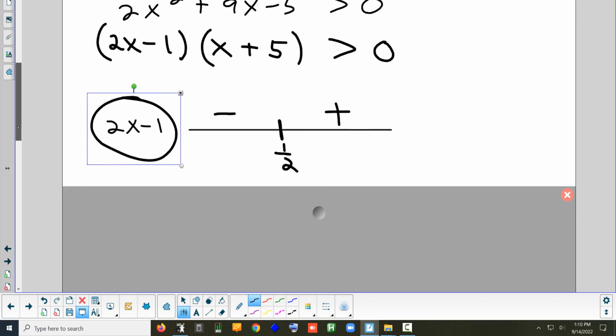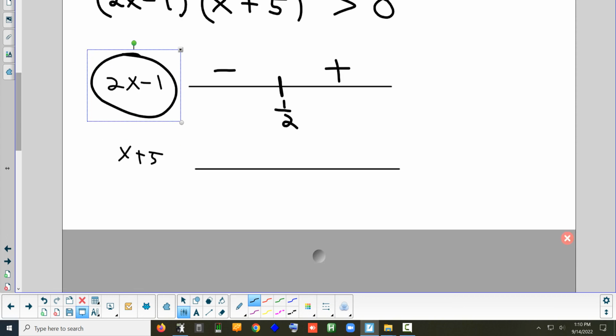Now do it again for x plus 5. It's a totally separate number line, so it's not drawn to scale with the other one. Just mark the 0. I just put it right in the middle. And now we're looking at the root here. What would you plug in to get 0 in this factor? 5 plus 5 would give me 10.